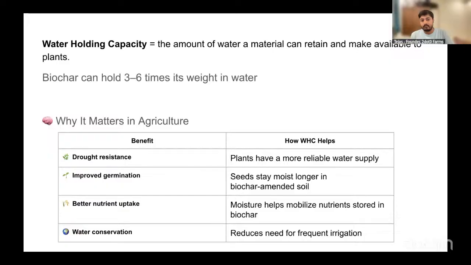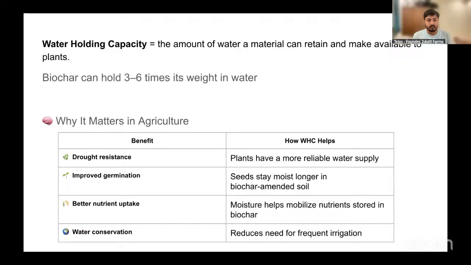The next physical property that we will be looking at is water holding capacity. Water holding capacity is the amount of water a material can retain and make available to plants. And I think there's a slide on how we can measure it. Biochar in general can hold 3 to 6 times its weight in water, which is amazing.